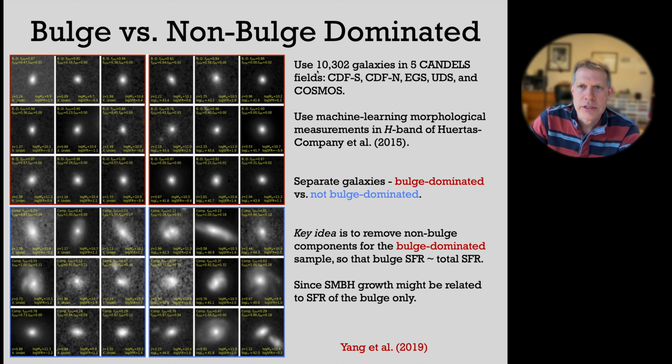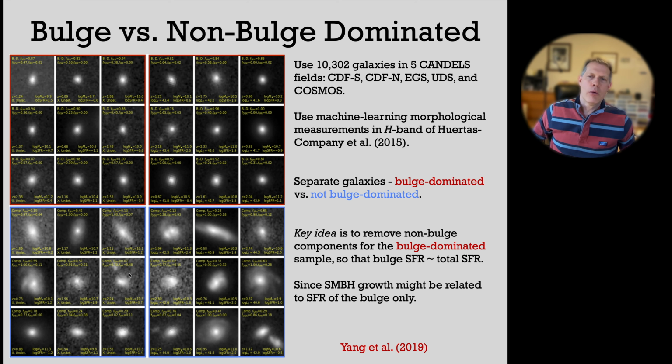In fact, we use 10,302 galaxies in the 5 candles fields, and we utilize machine learning morphological measurements that have been performed in the H-band to get out to the rest frame optical, even at high redshift, to separate galaxies into bulge-dominated systems and non-bulge-dominated systems. And here you can see in these top 2 panels, which are red-framed, you see bulge-dominated systems. And in these bottom 2 panels, you see not bulge-dominated systems.